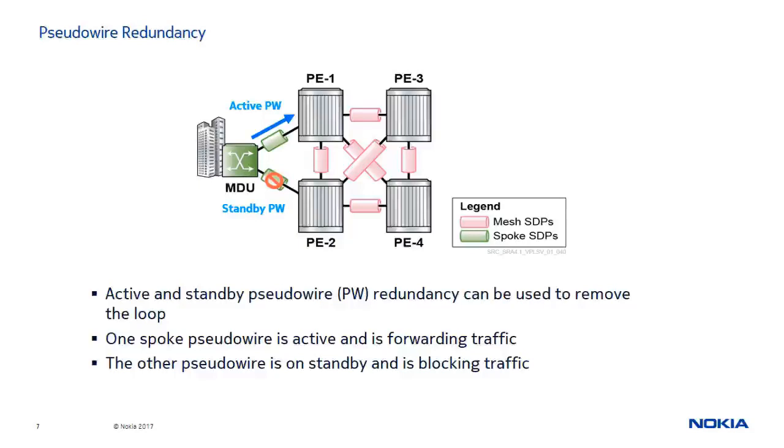Traffic arriving on the spoke SDP on router PE1 is then forwarded on the mesh SDPs towards routers PE2, PE3, and PE4. Traffic arriving on the mesh SDP on router PE2 is, however, no longer forwarded back to the MDU because PE2 is notified that this spoke SDP is standby. Thus, resiliency is achieved and the forwarding loop is removed.